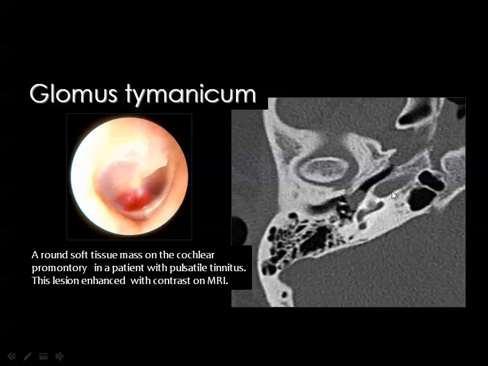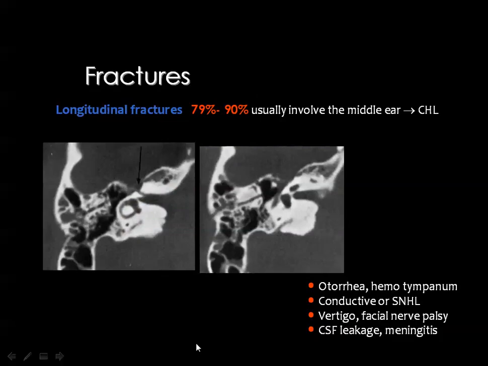This is also an example by CT, and the clinical setting supports the diagnosis of glomus tympanicum. Then we come to fractures of the petrous bone, and we have two types. The longitudinal fracture, which involves the long axis of the petrous bone. The transverse fracture, which is across the axis of the petrous bone.